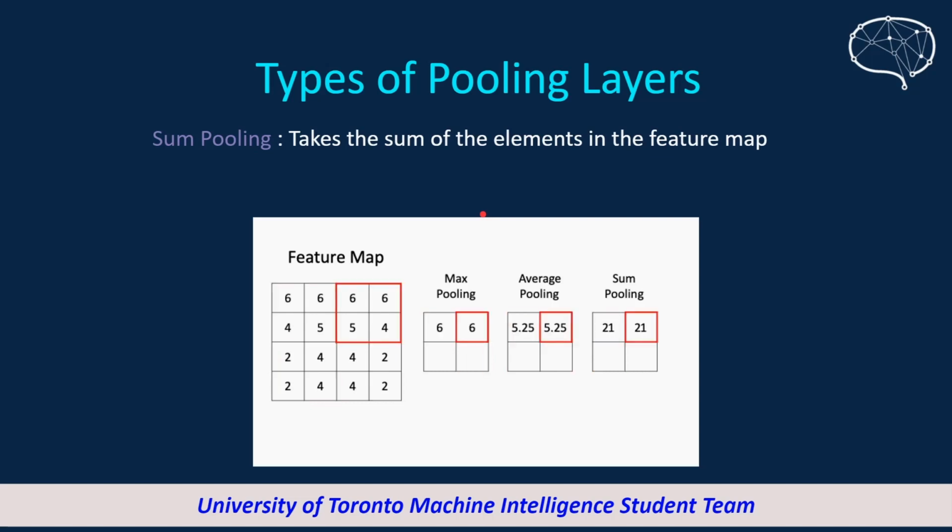Sum pooling takes the sum of the elements in the feature map. In the image below, you can see that all the elements are added together and replaced in the resultant matrix.